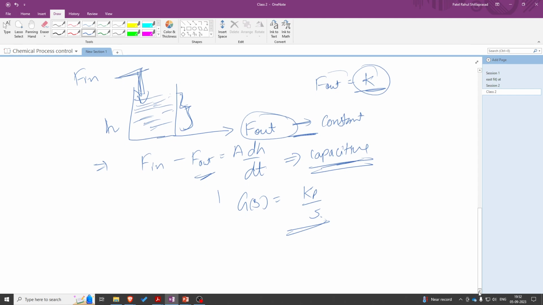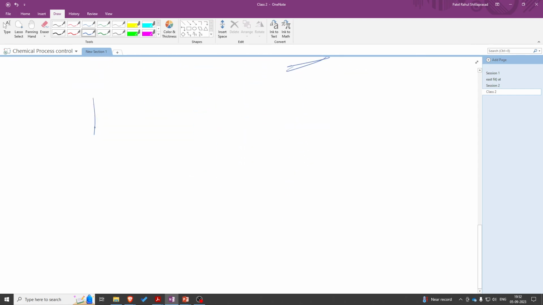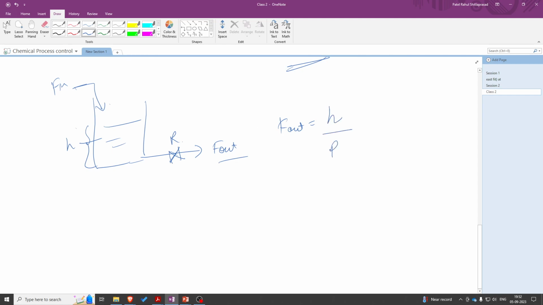Now let's say we have a valve at the outlet. So basically we can control the flow. This valve will have some resistance R, then we have the flow inlet, then we have the height of the tank. Now the flow output is proportional to the height of the tank and inversely proportional to the resistance that can be provided by any system. In this case, we are calling it a valve.